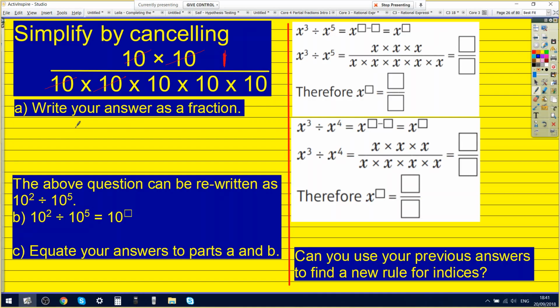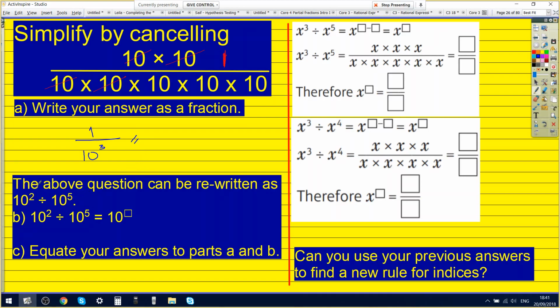End of the path? No. 5? Well, we cancelled down 2 of the 10s from the bottom. No, 3. So it's 1 on the top, 10 to the 3 on the bottom. 1 over 10 to the 3.